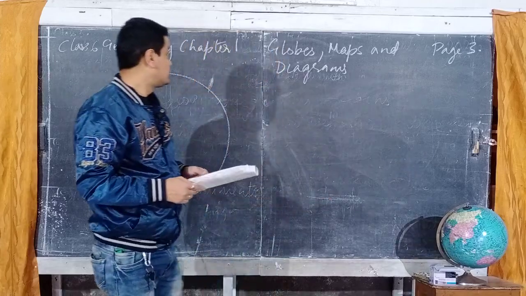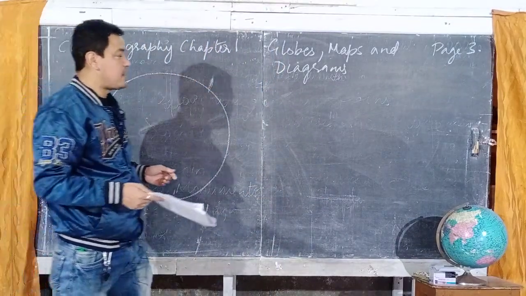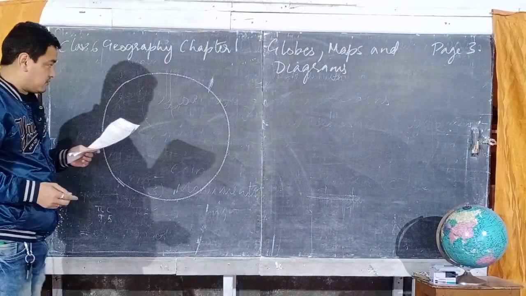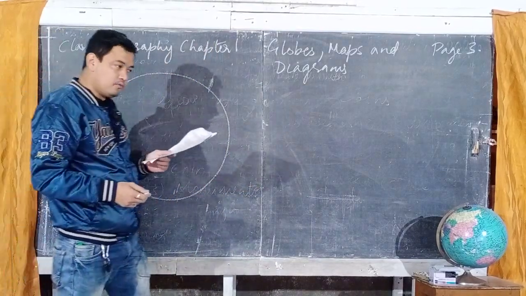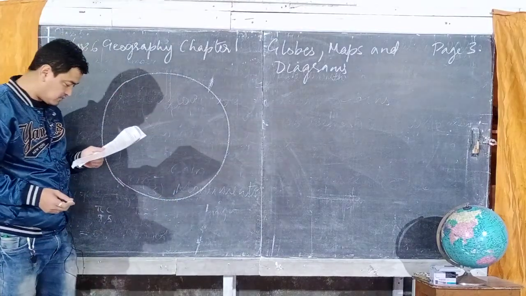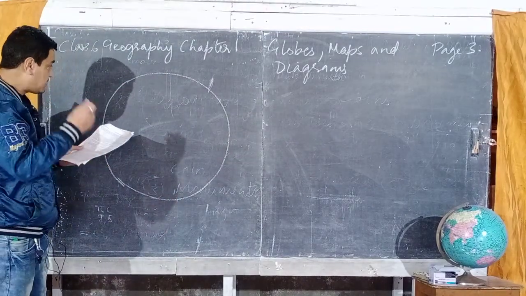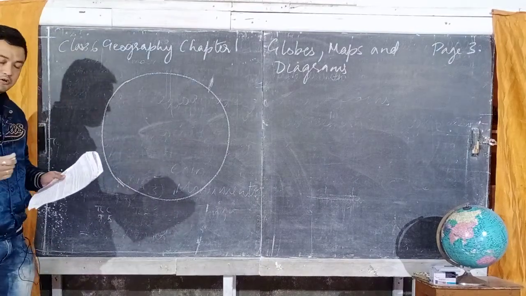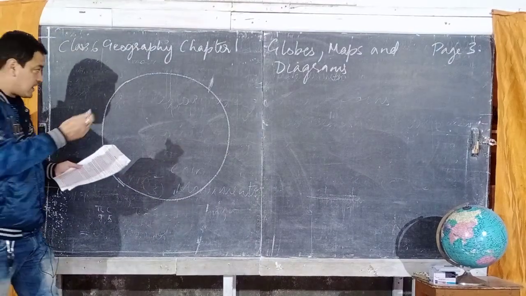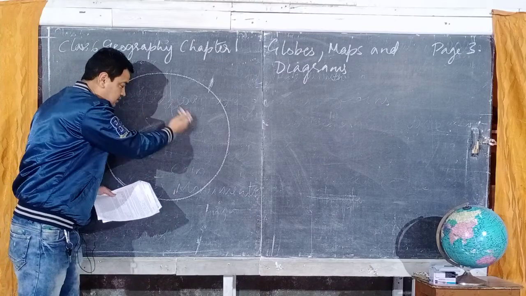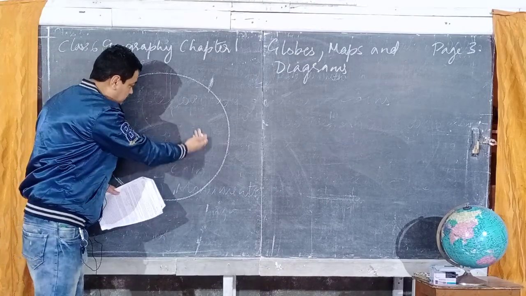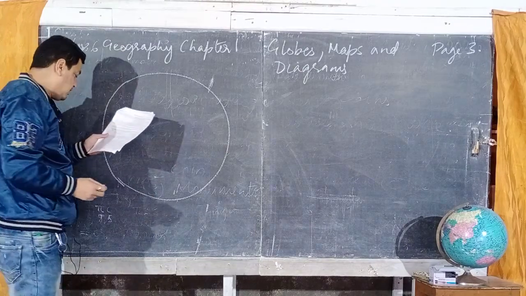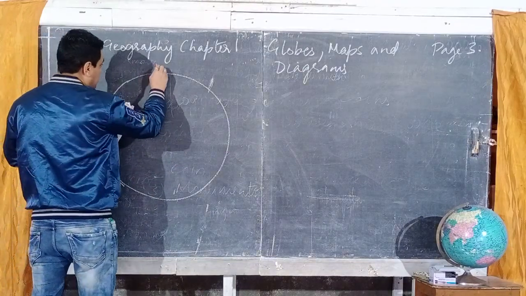Good morning. This is a continuation of chapter 1, Globes, Maps and Diagrams, in Geography class 6. So we are continuing with the globe. When we are looking at this globe, I have made a sphere here. What we call a depicting figure on the blackboard is called a globe. The point at the top is known as the North Pole.